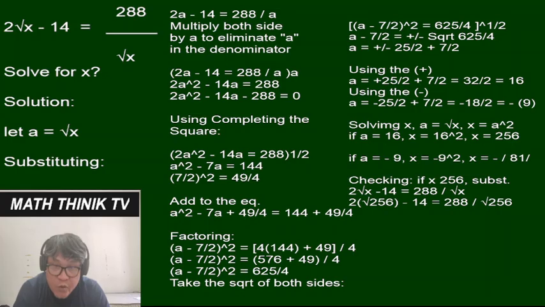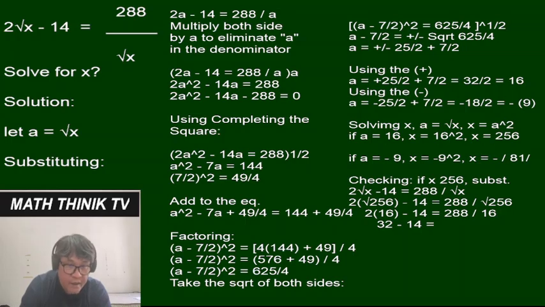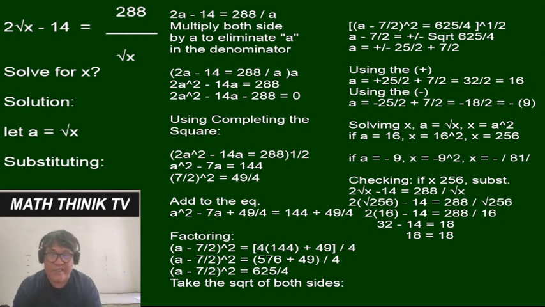So simplifying, so 2 times square root of 256, 16, right? Minus 14 is equal to 288 over square root of 256, 16. Okay? Then 2 times 16 is 32. No? We simplify. 32 minus 14 is equal to 288 over 16. So 288 over 16 is 18. So 18, right? 32 minus 14, that is 18, is equal to 18. Okay, so therefore our answer is correct.